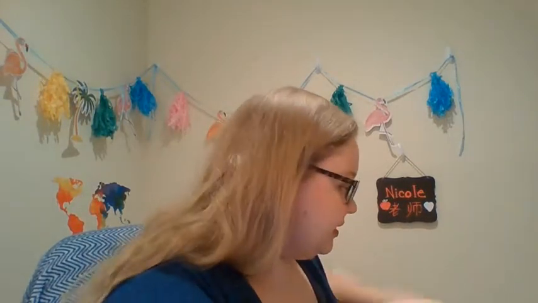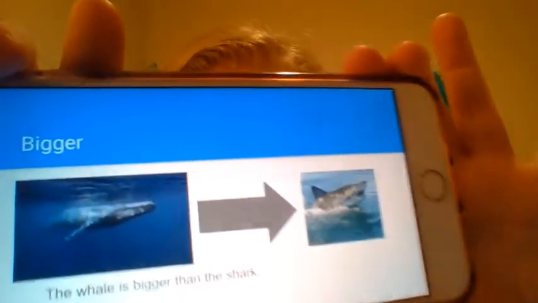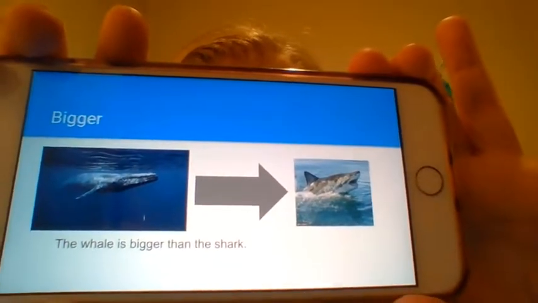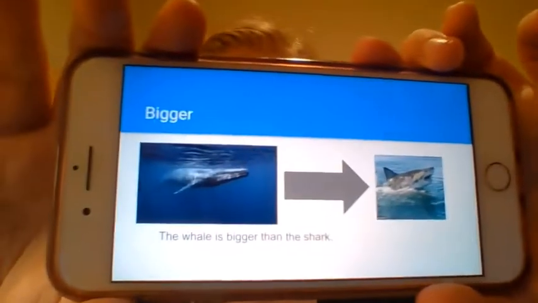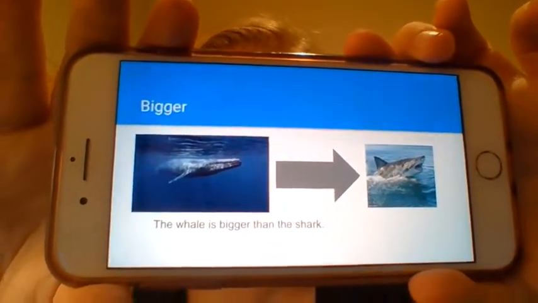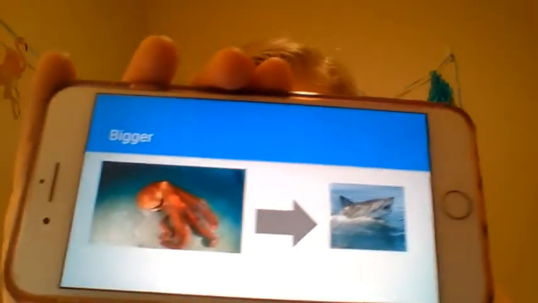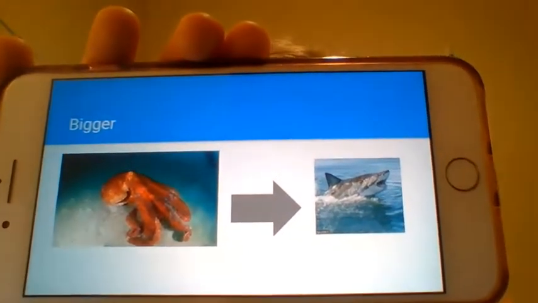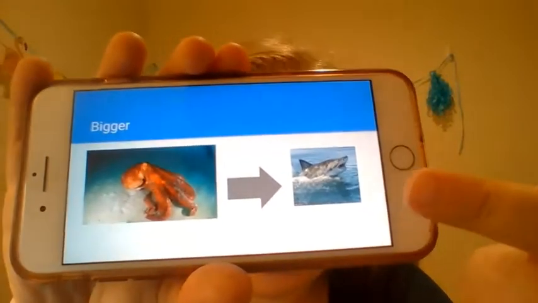So let's read the sentence again one more time. The whale is bigger. You can even do this: bigger than the shark. The whale is bigger than the shark. Now let's do the next one. Now we're gonna do this one together. You're gonna figure out what would we write for this one? What sentence could we make with this one? Okay, so we have an octopus and a shark.